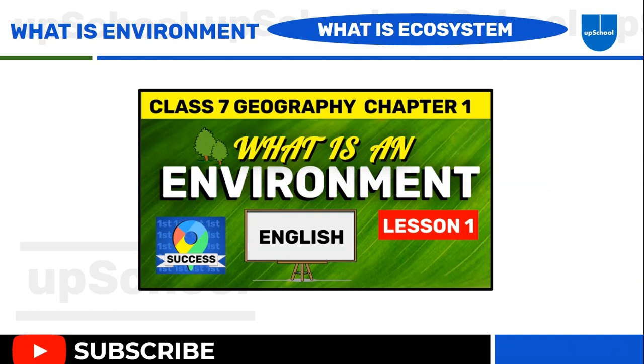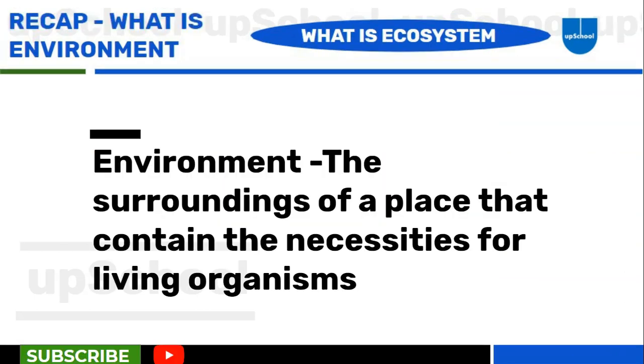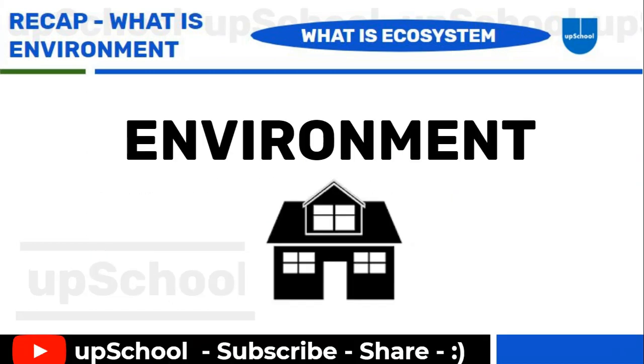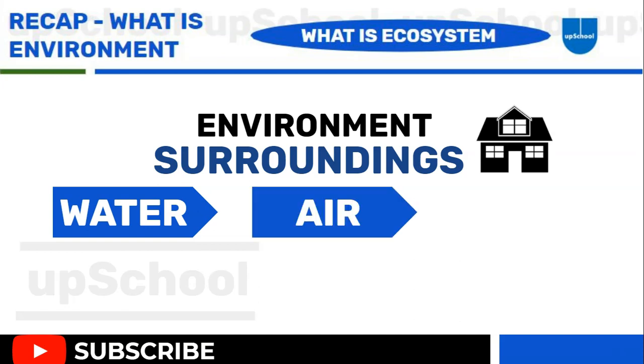What is an environment? The definition of an environment is the surroundings of a place that contain the necessities for living organisms. A house is a perfect example of an environment. Why? Because the surroundings of a place, which in this case is a house, contain water, the water that comes out of your tap, for example, and the surroundings of your house contain air. Obviously, air is all around you.